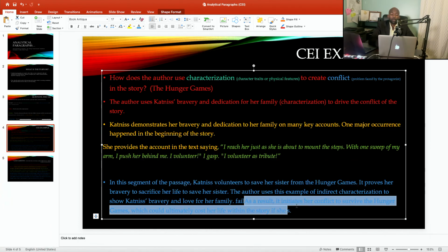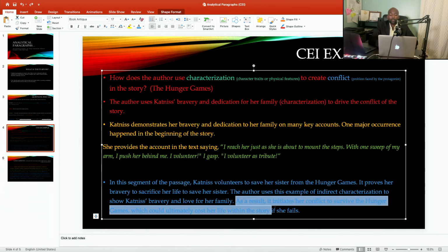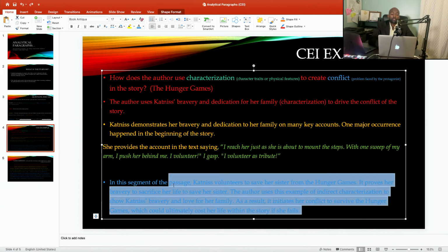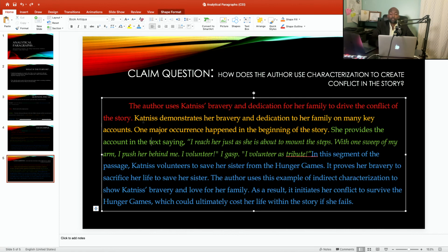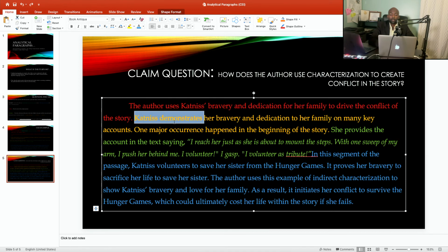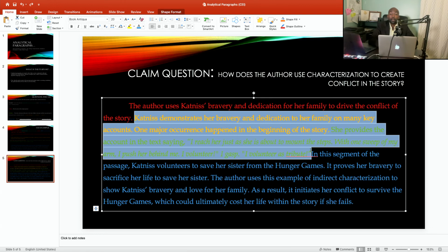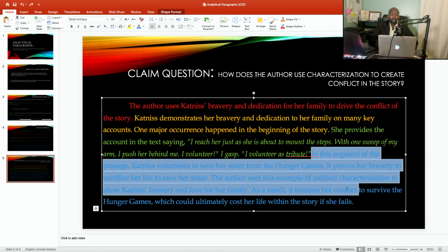Okay? So what did we explain? We explained how her characterization created the conflict. As a result, it initiates her conflict to survive the Hunger Games, which could ultimately cost her life within the story if she fails. So that is the interpretation. Now the whole paragraph together looks like this. I've got the claim in red, the embed and the direct quote in orange and green. That's the evidence. And then the interpretation in blue.